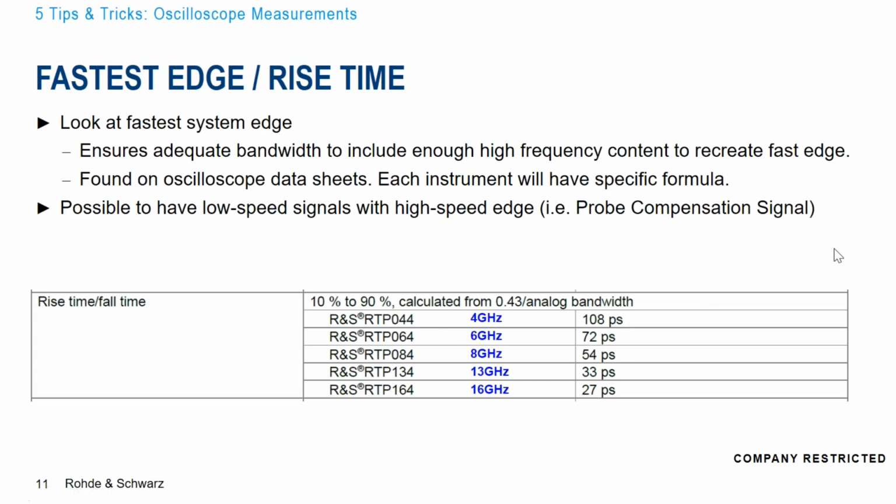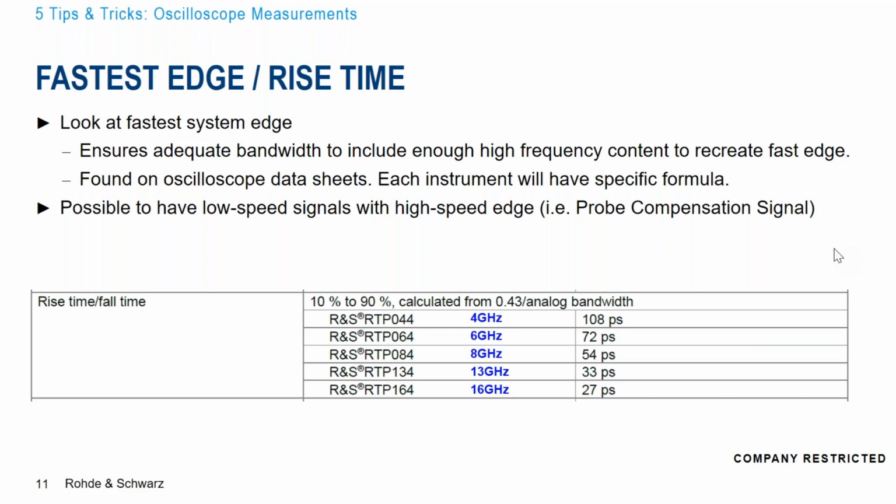So something else to consider is the fastest system edge. This makes sure that you have enough of that high frequency content so that you get a really sharp rising edge. If we go back a couple slides, we remember that the square waves are made up of a number of harmonics, and the more harmonics you add, the sharper that rising edge. It is possible, this is a little tough sometimes to wrap your head around, but it is possible to have low speed signals with a high speed edge.